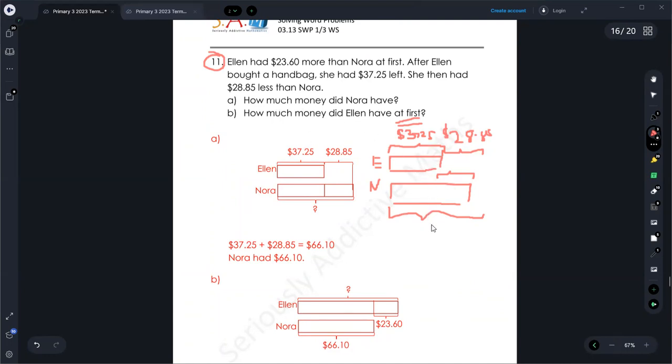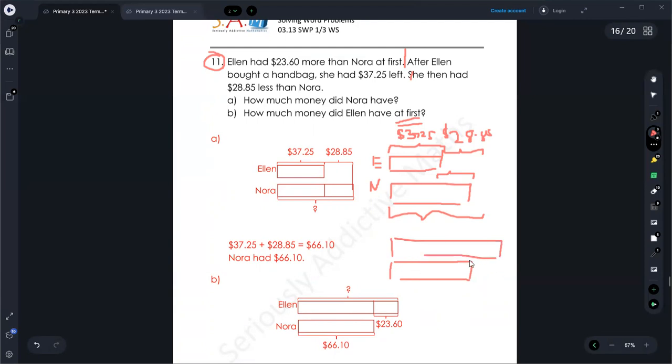But you know that now Nora has this much. And then what happens after Alan bought a handbag, or rather, we have already drawn this portion here. This model has already been drawn, we're working backwards from this sentence to this sentence, and then the final one. So Alan had $23.60 more than Nora at first. So if Nora is 66, in fact, you don't even have to draw a model for this one, some of them can see it. If Nora has $66.10, then Alan would have $23.60 more. If you want to draw it, that's fine as well. You draw the same length. That's what you have here. And then now Alan has more.